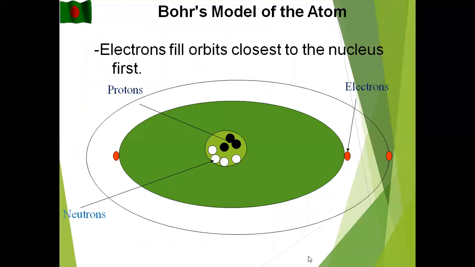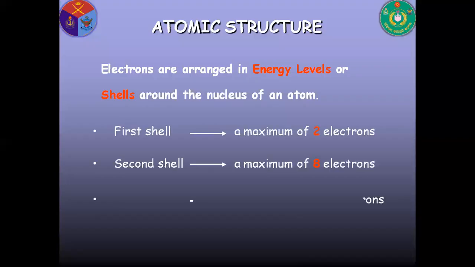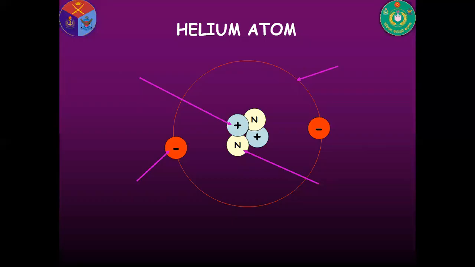In the case of lithium, there are 3 electrons: in the first orbit 2 electrons, and in the second orbit the last one. Electrons are revolving in different orbits. In the first shell, maximum 2 electrons; in the second shell, maximum 8 electrons; and in the third shell, maximum 18 electrons can exist. In the case of the helium atom, there are 2 electrons in the first orbit. These 2 electrons are revolving: this is one and this is another one.